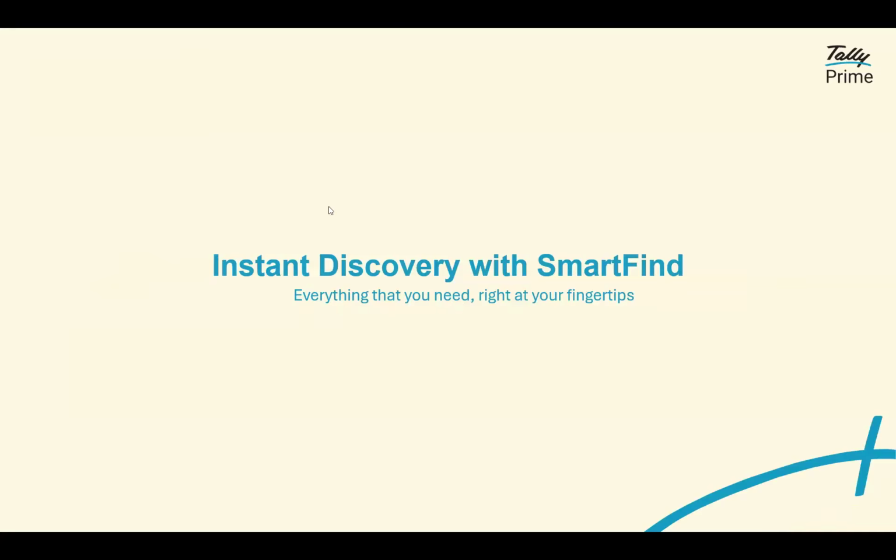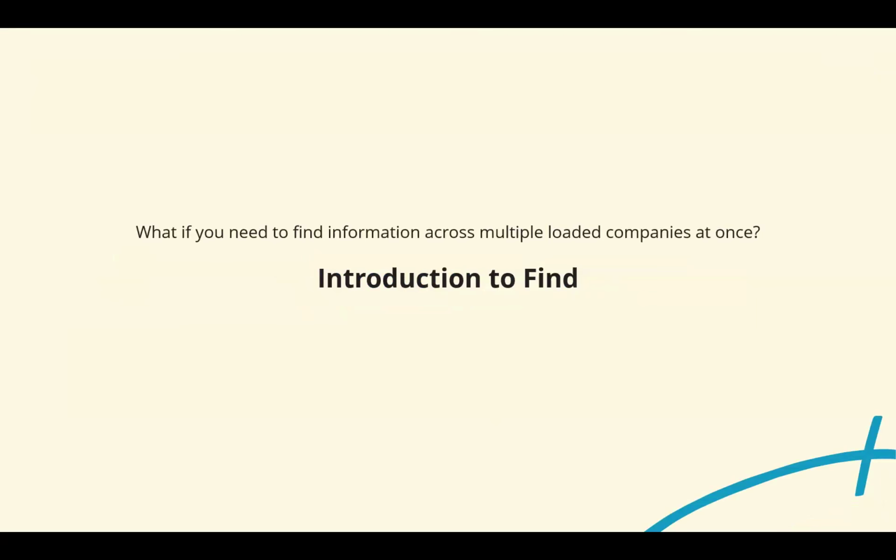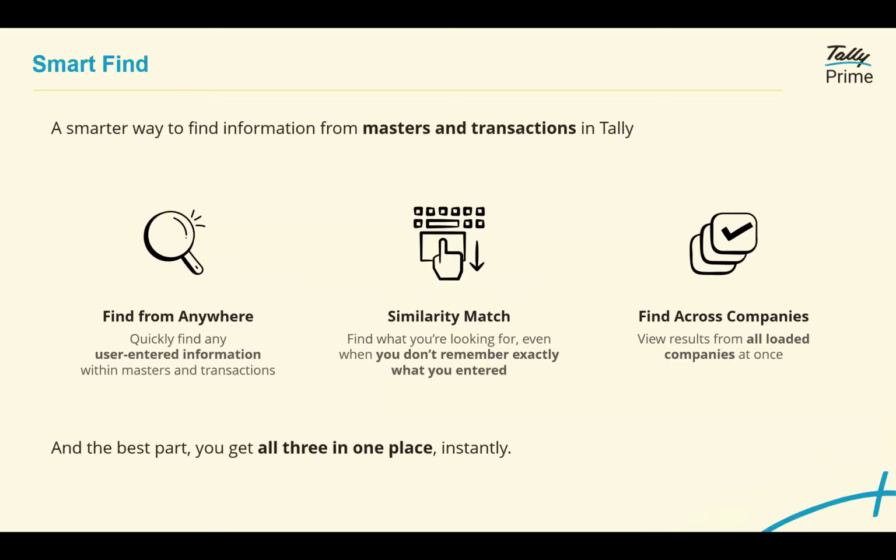So let's move on to instant discovery with SmartFind. This is the second major highlight in 7.0. You can search everything that you need right at your fingertip. What if you need to find information across multiple loaded companies at once? Introduction to SmartFind, a smarter way to find information from masters and transactions in Tally. You can find it from anywhere. Quickly find any user entered information within masters and transactions.